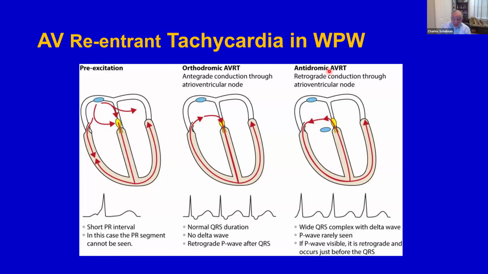An antidromic AV reentrant tachycardia is in the opposite direction, travels down the bypass tract and back up the AV node, giving you no P waves that you can determine, but a wide tachycardia with delta waves, like on the patient that I just showed you.